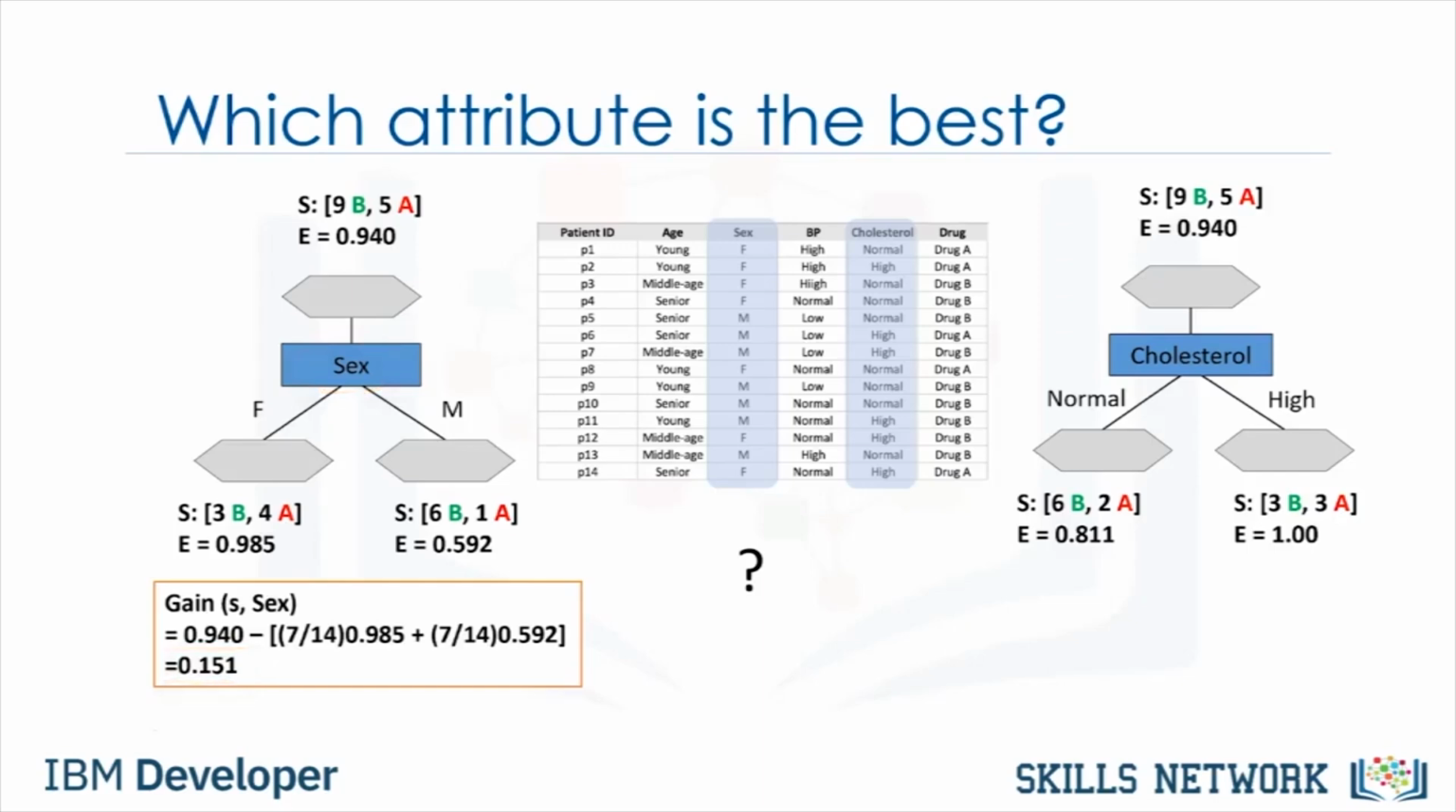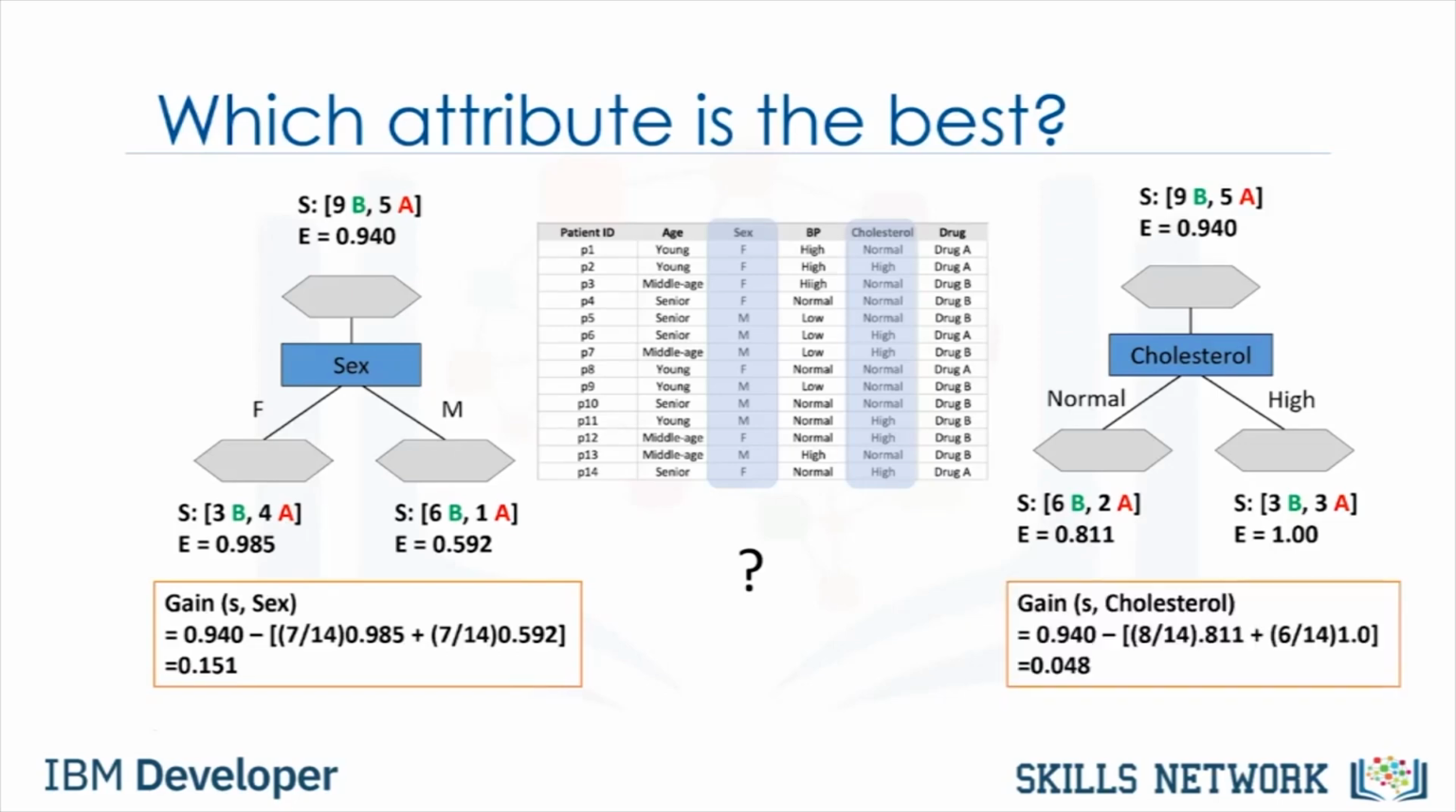As you can see, we will consider the entropy over the distribution of samples falling under each leaf node, and we'll take a weighted average of that entropy, weighted by the proportion of samples falling under that leaf. We can calculate the information gain of the tree if we use cholesterol as well.